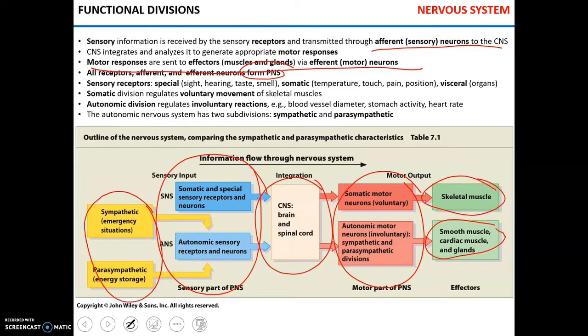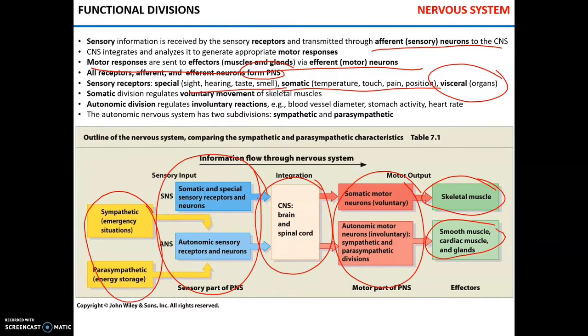Sensory receptors can be somatic, located in the skin and subcutaneous tissue, which will sense things like temperature, touch, pain, position, stretch or contraction of a muscle. Visceral receptors are located in organs. For instance, they will sense changes in chemical composition within a hollow organ or stretch of an organ. And they can be special sensory receptors, specifically sight, hearing, taste, and smell.